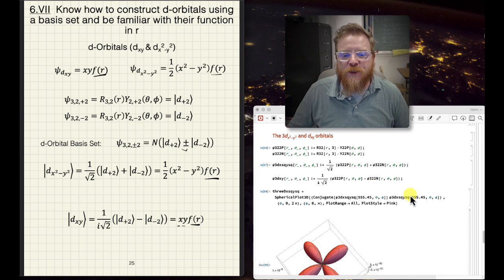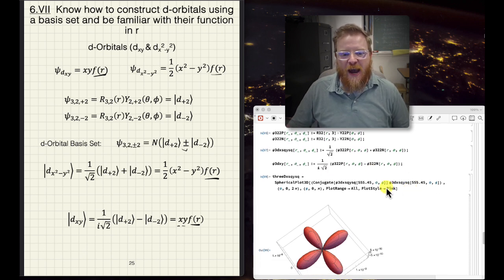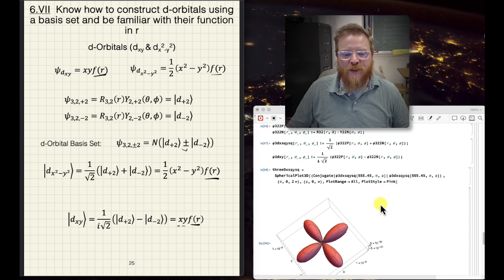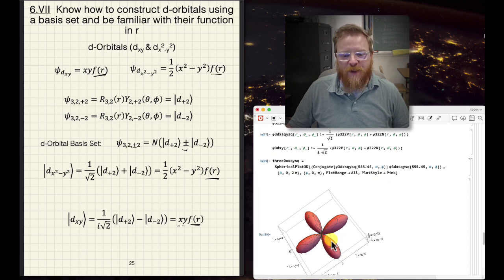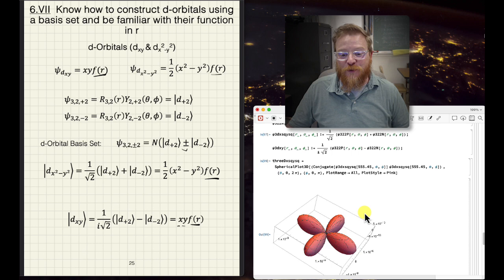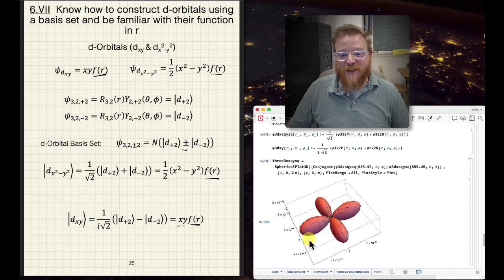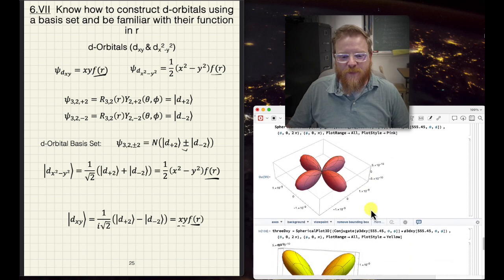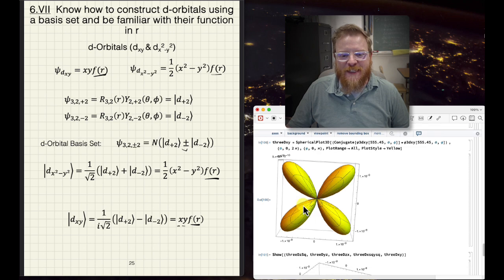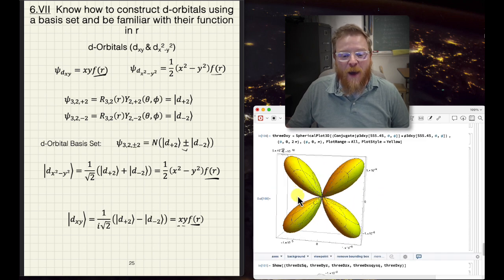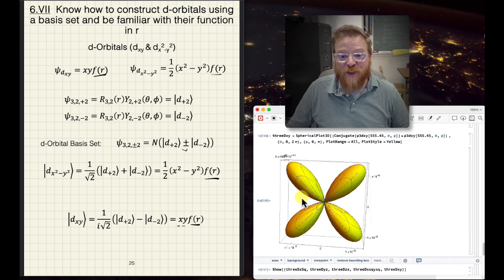And so now if we were to look at these, here you can see I've got my 3d x squared minus y squared. We get this lovely shape, right? The 4 lobes that look like our d orbital. And similarly, we could look at the dxy, and we get a similar situation.